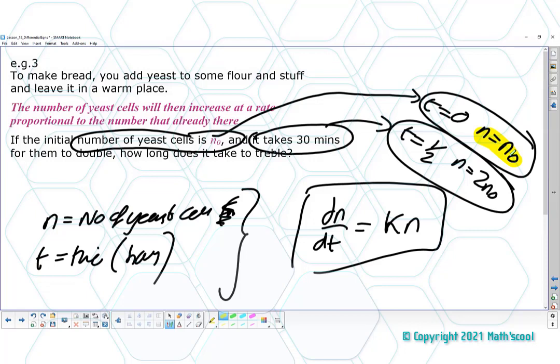Equals... see here. Are you putting in numbers in here? I would carry on and make N the subject first. So I divide by A, make N the subject first, because then you'll find it easier later on.